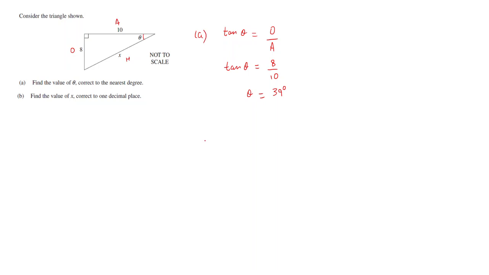For part B, you want to calculate x. That's a straightforward Pythagoras theorem. So x squared is equal to 10 squared plus 8 squared, which will give you a value of x of 12.8.